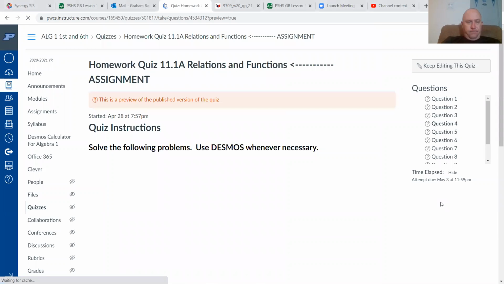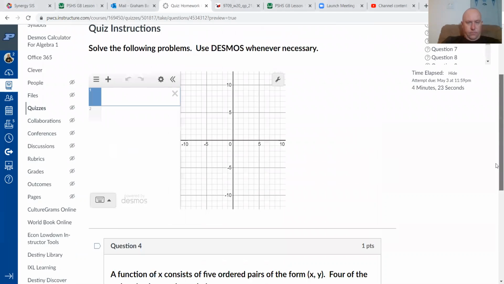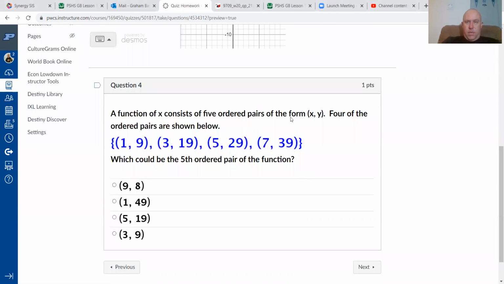Question 4. So we're back to our function again. So we know the key thing about a function is that all the x values are going to be different. So I have 1, 3, 5, and 7. So the important thing is then for whatever our next coordinate is that we don't have a repeat value here.